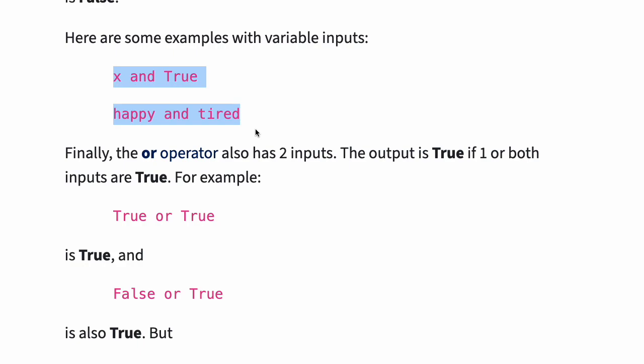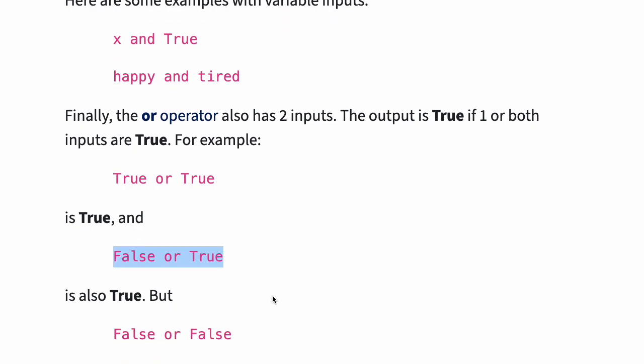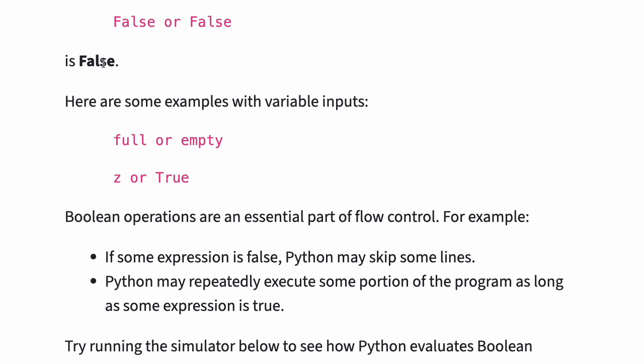Finally, the or operator also has two inputs. The output is true if one or both inputs are true. For example, True or True is True, and False or True is also True. But False or False is False.